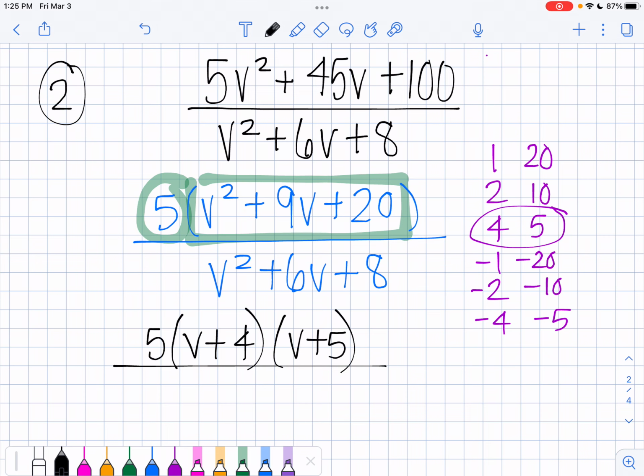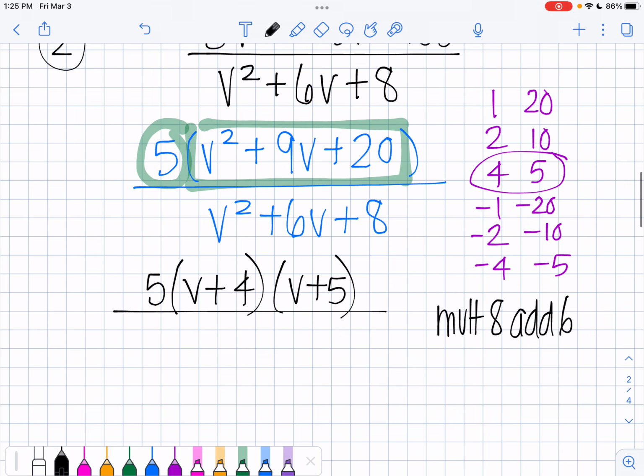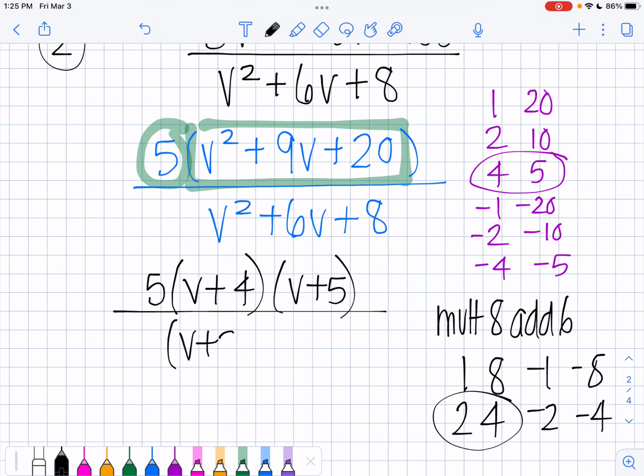In the bottom, I want to know what multiplies to 8 that adds to 6. So what multiplies to 8? We have 1 and 8 and 2 and 4, or negative 1, negative 8, negative 2, and negative 4. And I want to add to positive 6. These guys do. So this would factor into v plus 2 times v plus 4.